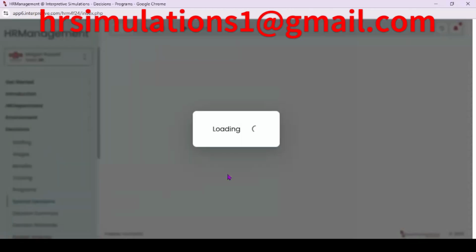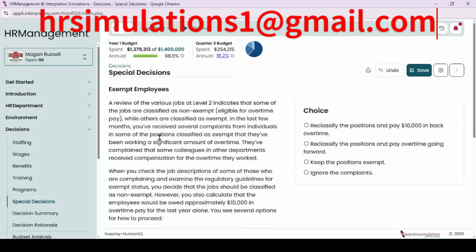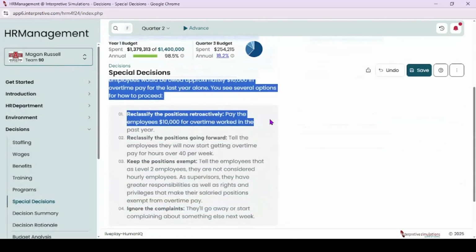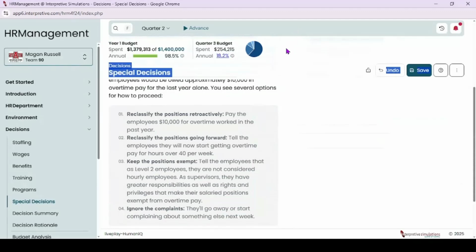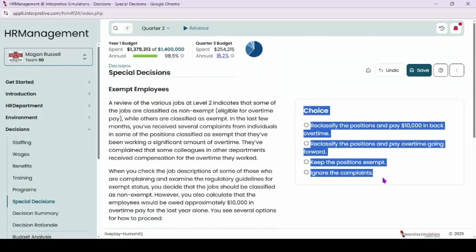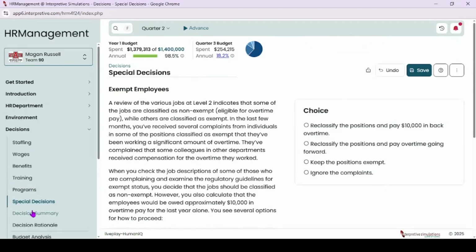And lastly, we have the special decisions. So it's cool for you to go through these exempt employees, because this is like a case study, and then you give them an answer. So it's cool for you to go through this, and then you can give an answer between these choices here. Lastly is actually these special decisions. So that's all about these quarter 2 decisions, or maybe the round 3 decisions.